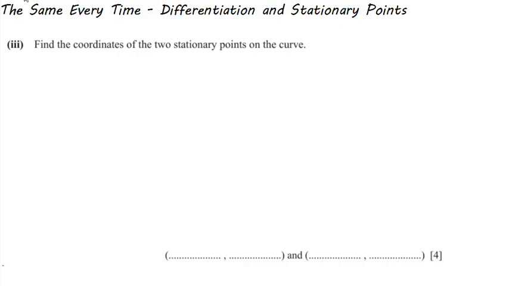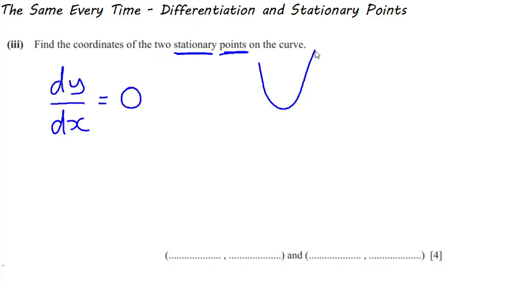They're asking us about stationary points on the curve. Well, stationary points are places where dy by dx is equal to 0. So at the stationary points, dy by dx equals 0. The stationary points, by the way, are when the curve looks something like that.